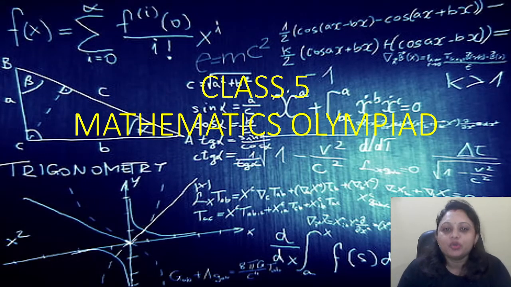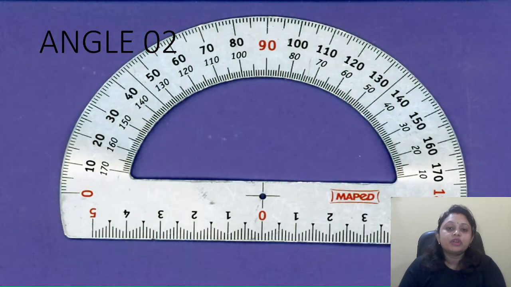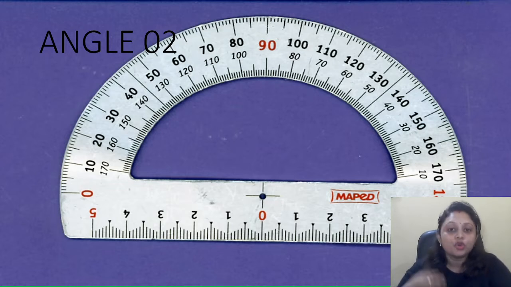So today we are going to read for class 5 Mathematics Olympiad. And in class 5 Mathematics Olympiad, which chapter are we going to read? We are going to continue the chapter that is angle. In our previous session, we have already solved some questions of this chapter, and in today's session, we are going to discuss some more questions of this chapter. Are you all ready for it? Yes, so let's get started.